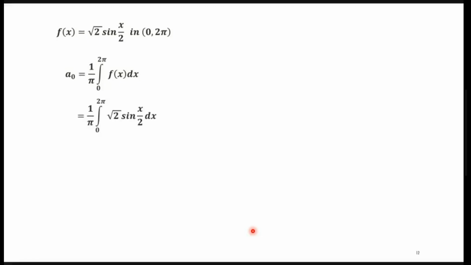So we'll calculate a0 first. a0 is equal to 1 by pi integral 0 to 2 pi f of x dx. Substitute for f of x. f of x is root 2 sin x by 2. Root 2 is a constant. Take it outside the integration.